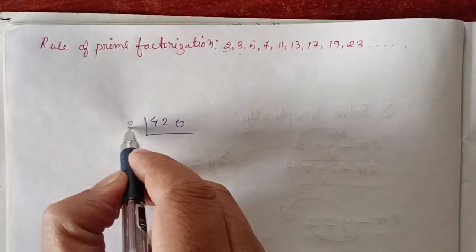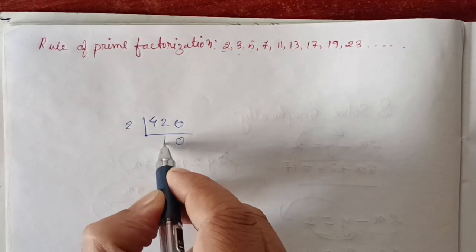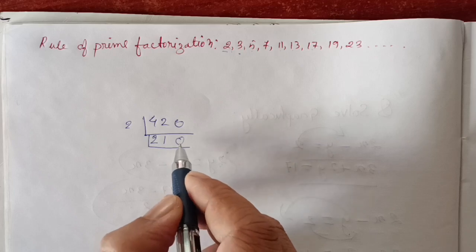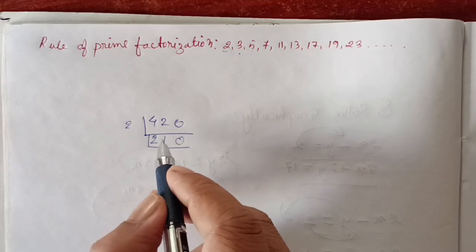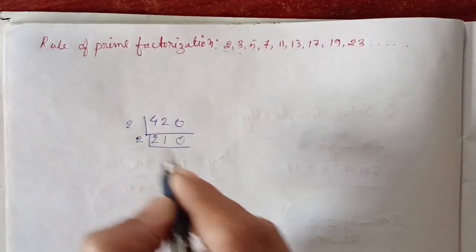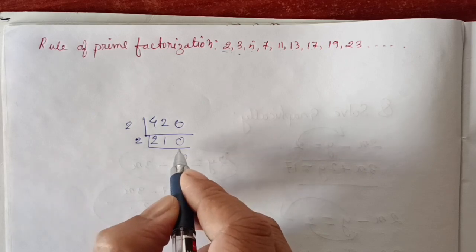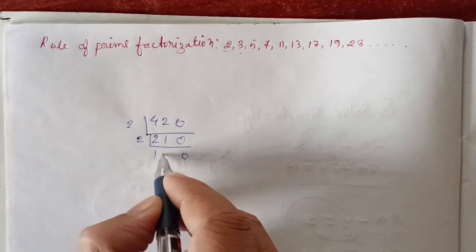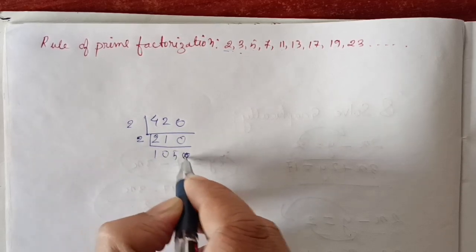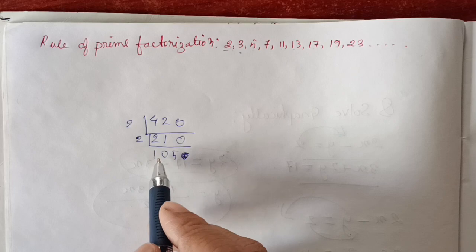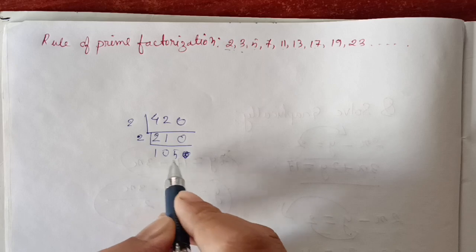Then 2 into 2 is 4, 2 into 1 is 2, 2 into 0 is 0, so we get 210. Still 210 is an even number, so we can try with 2. If it is an even number, you should keep dividing by 2. So let me divide again by 2: 2 into 1 is 2, then 2 into 10 is 5, so if you divide 210 by 2, you get 105. Okay, now see 105.